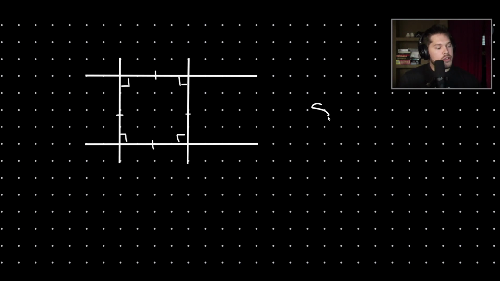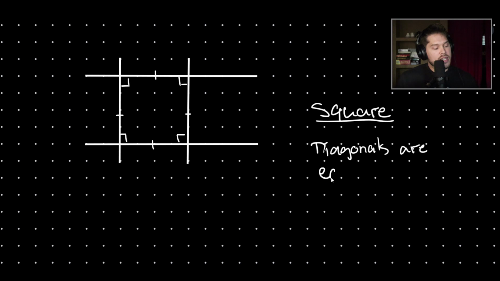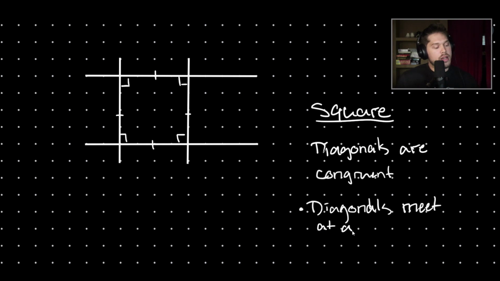So for a square, it has the same additional properties as both a rectangle and a rhombus, in that the diagonals are equivalent, or congruent rather. I'll say congruent, that's probably a more accurate word. The diagonals are congruent, and the diagonals meet at a perpendicular angle. They meet at a perpendicular.